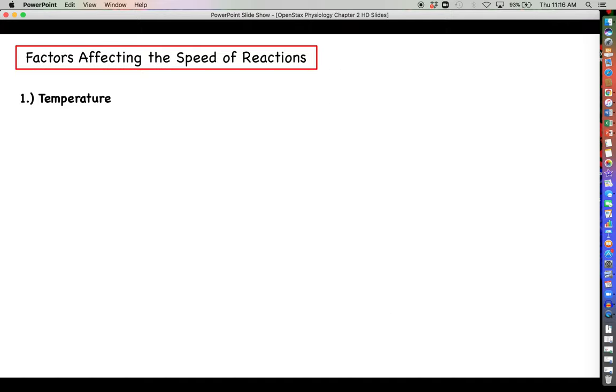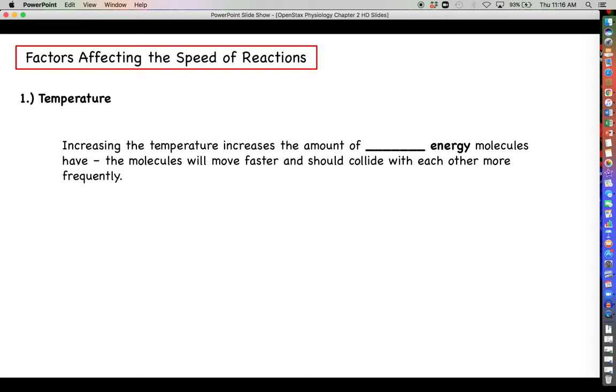Factors that affect the speed of chemical reactions. The first place to start is going to be temperature. Temperature, I don't really need to tell you what temperature is.